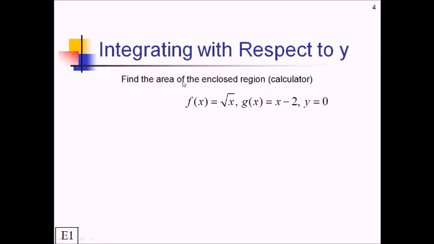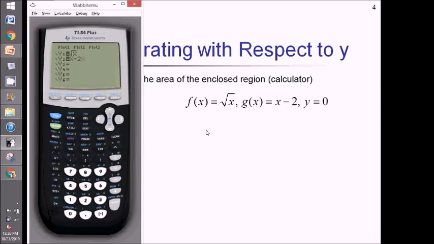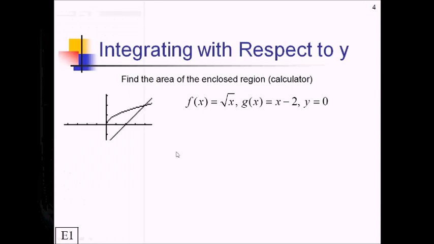So we're going to find the area between these functions here. Let me take a sec to graph these out. So I've got these in my y equals. I do zoom 6 on these, and I get my square root and my line, and I could zoom in a little bit more if I wanted to, and we have this bounded region in here.